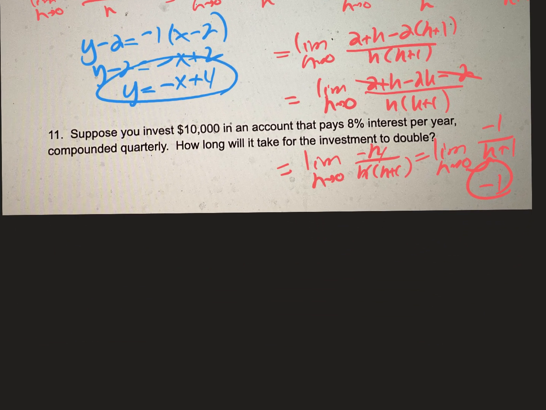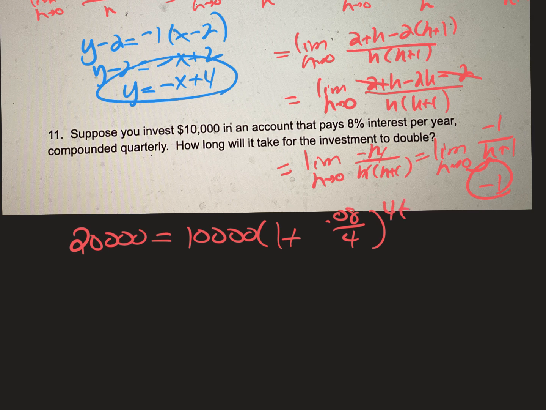Last one, number 11. Suppose you want to invest $10,000 in an account paying 8% compounded quarterly. How long will it take for it to double? Well, if you double 10,000, you get 20,000. Started with 10,000, 1 plus 0.08, now divided by 4 here, that's quarterly, to the nt power. So I'm going 4 times t.